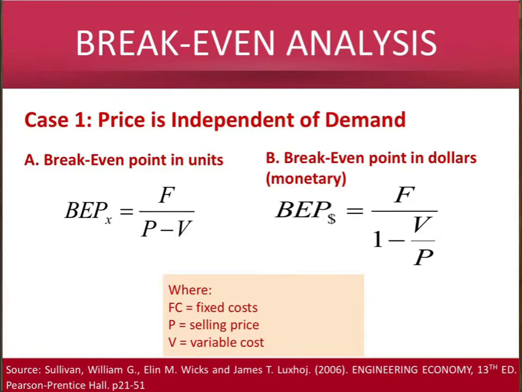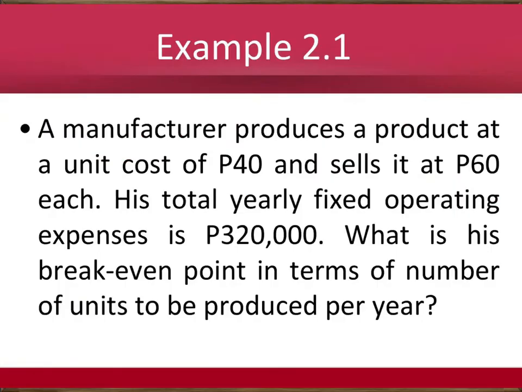Now, for our first example, a manufacturer produces a product at a unit cost of 40 pesos and sells it at 60 pesos each. His total yearly fixed operating expenses is 320,000. So, what is his break-even point in terms of number of units to be produced per year?